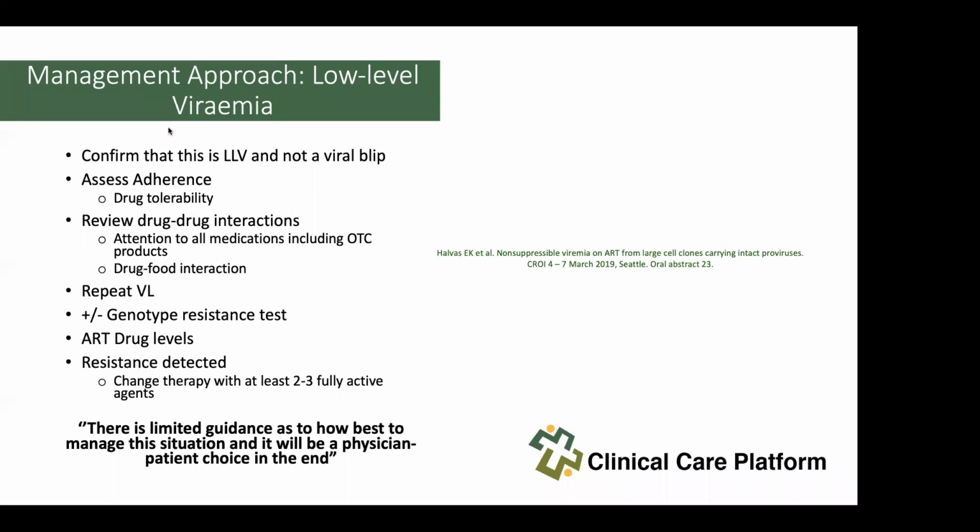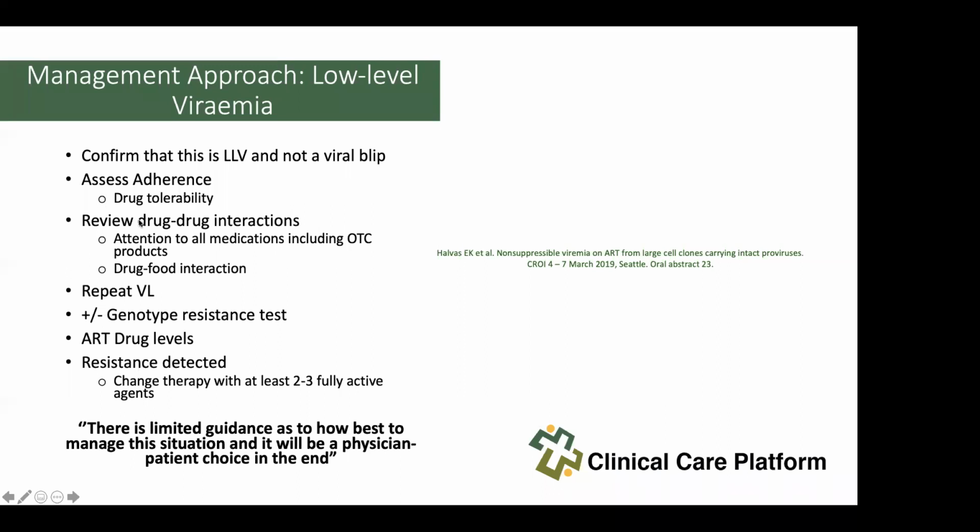So the management approach is to say, one, confirm that this is low-level viremia. Firstly, the viral load should not be more than 1,000, right? It should be between 50 and 1,000. And the way to confirm is to repeat the viral load after 3 months. And between these two viral loads, you are doing some adherence and support issues.